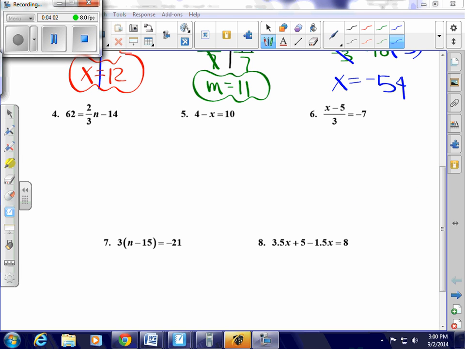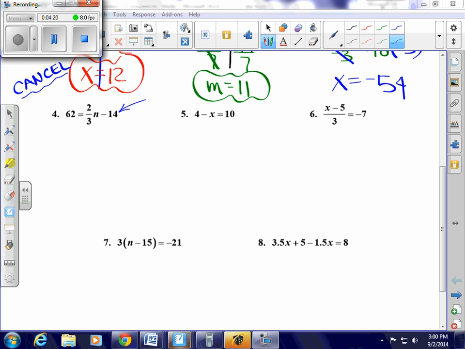Now, keep in mind that this whole time, I want you to be thinking of the word cancel. What does it take to cancel out the numbers that are with the variable? You have 62 is equal to 2/3 n minus 14.